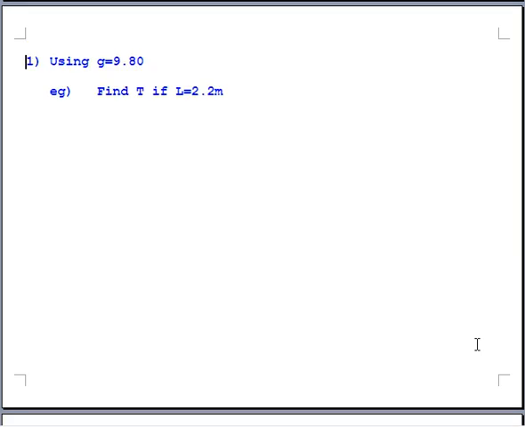So let's try this example. Let's find the period if the length of your pendulum is 2.2 meters. So this one should be pretty darn straightforward. Plug the values into that equation that you just wrote down. T equals 2 pi times the square root of 2.2 divided by 9.8. Just some calculator work now. Do make sure that you're using the pi button on your calculator, not just 3.14.